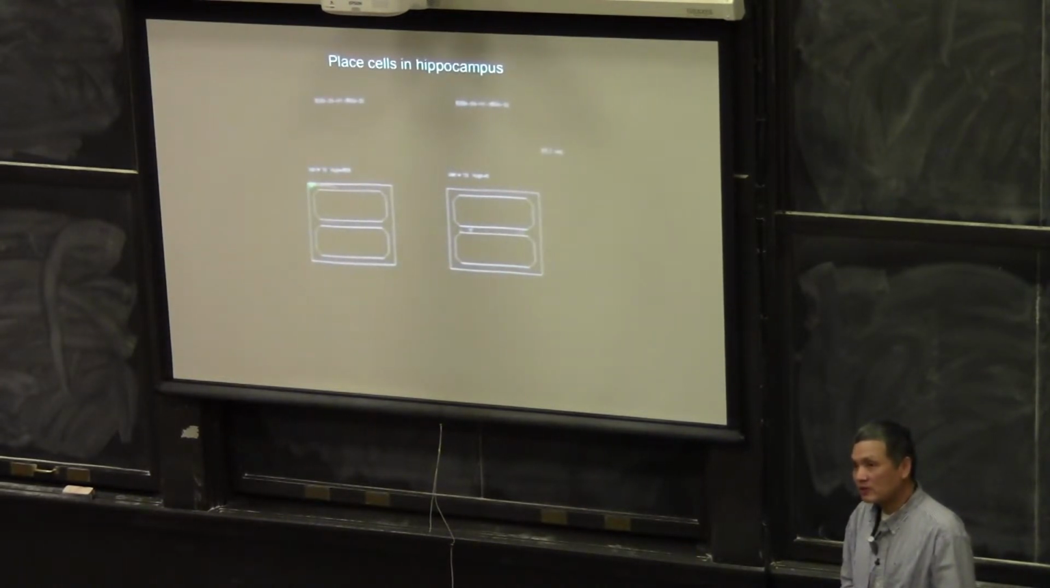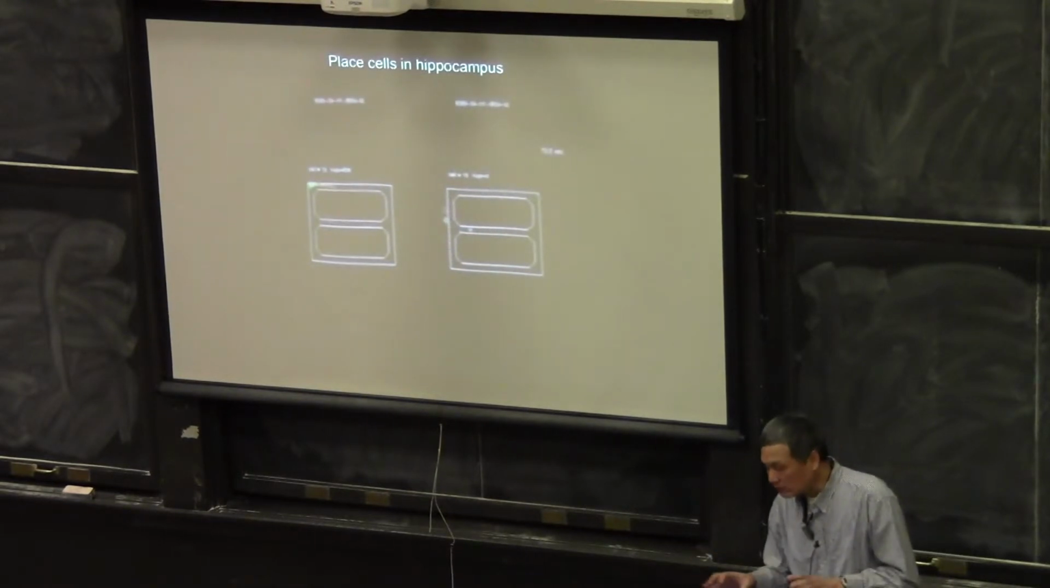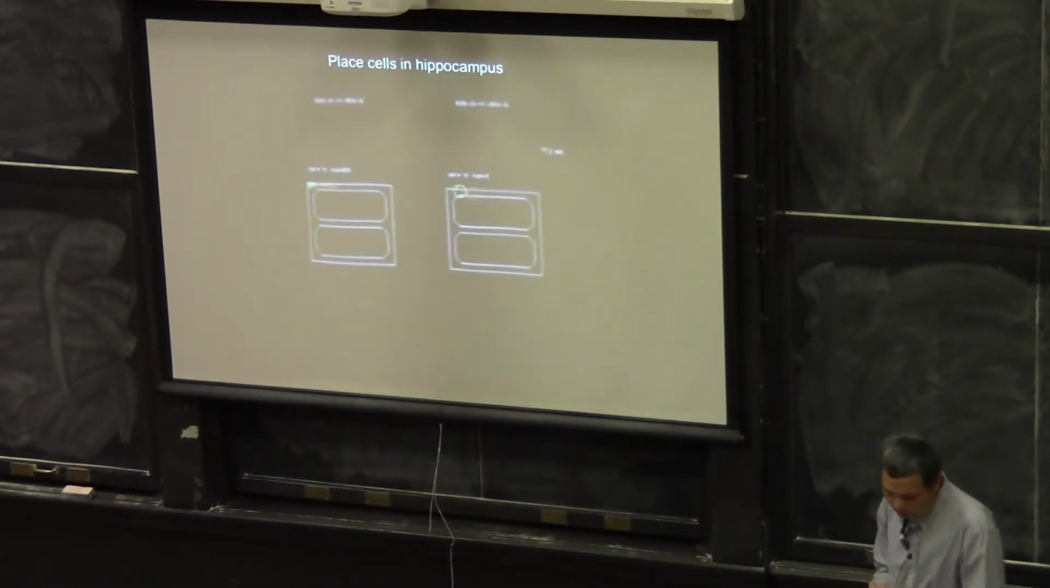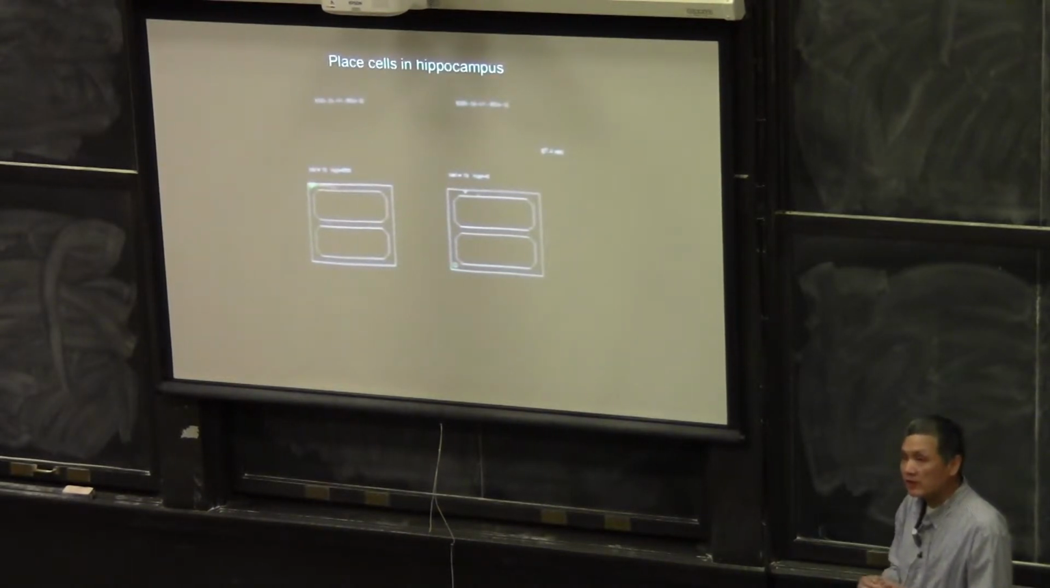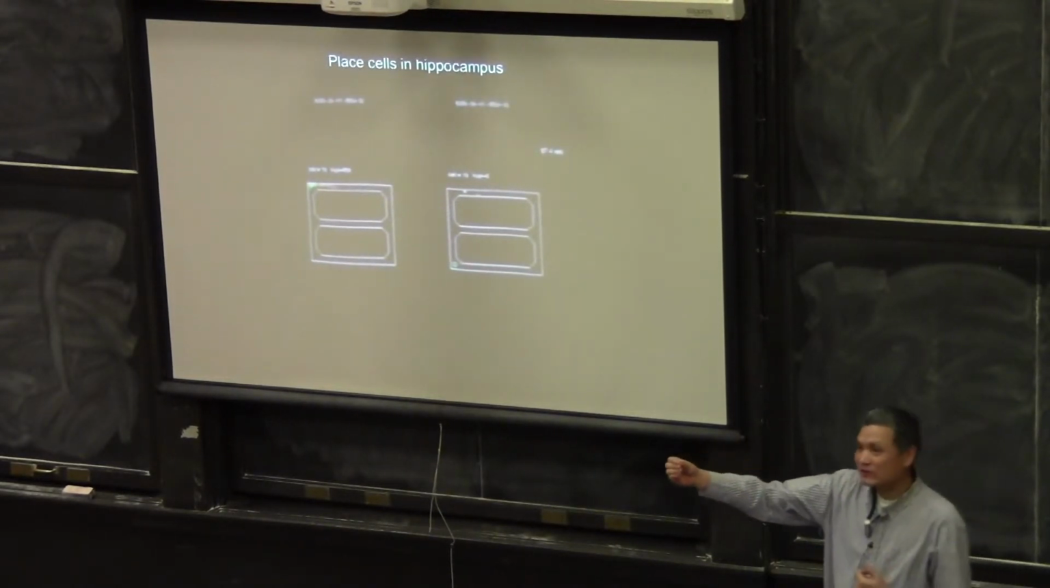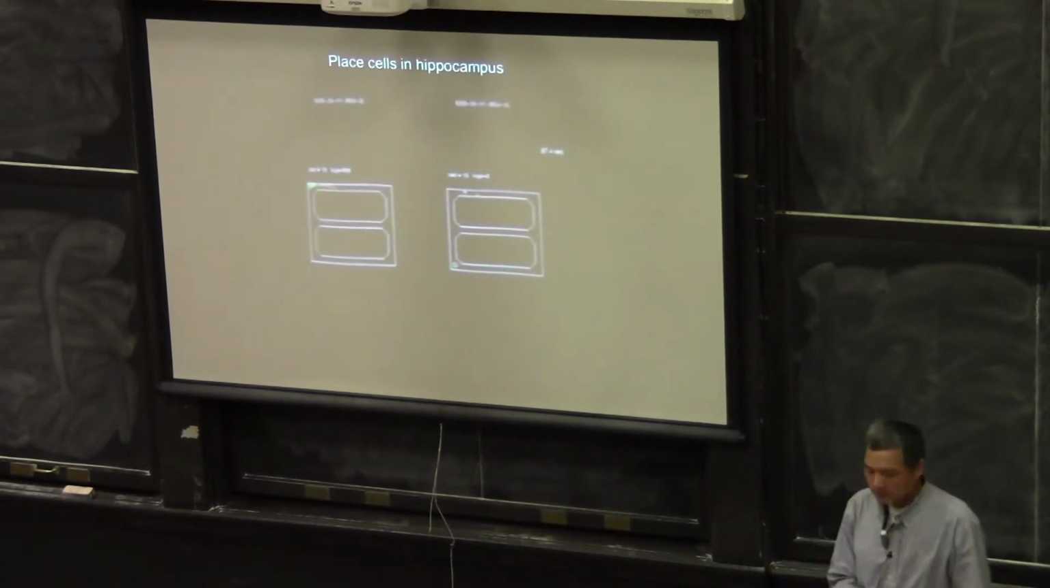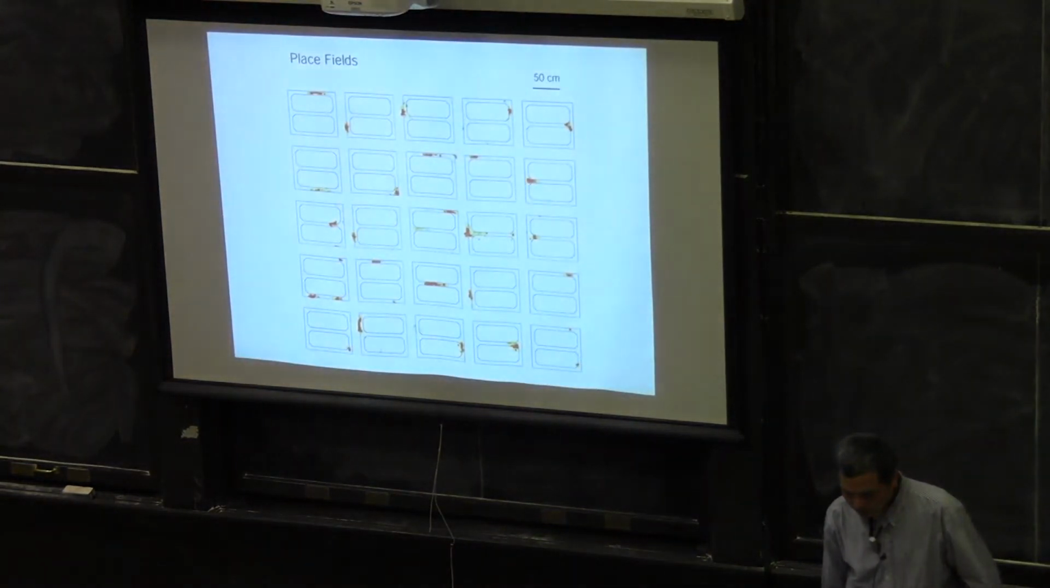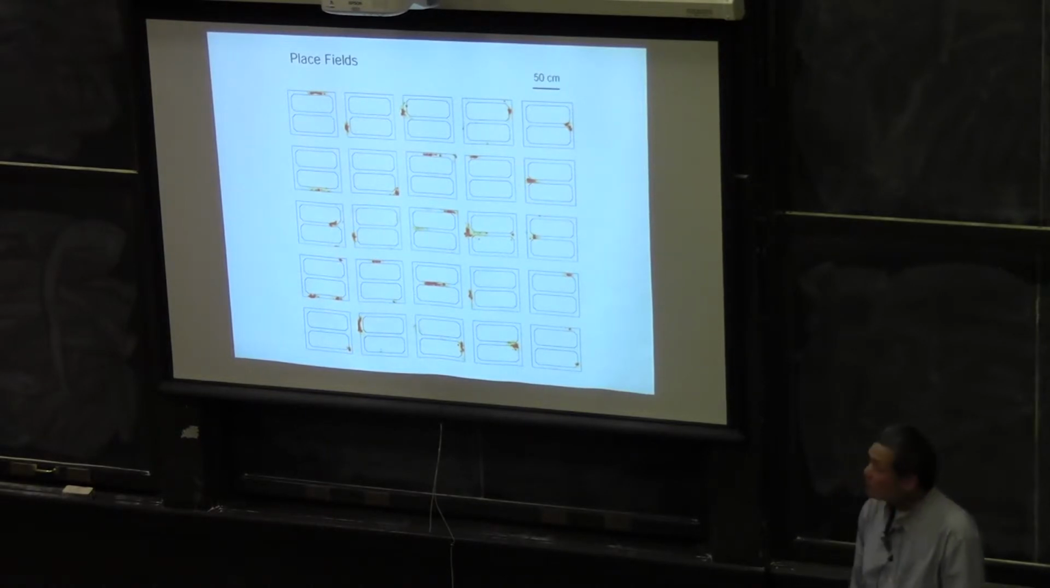So there are cells that like all different directions, all different locations in the environment. This cell likes this place, and it doesn't fire much in other locations. These are basically typical cells in the hippocampus, which is among the places furthest away from the sensory system. It behaves like this.